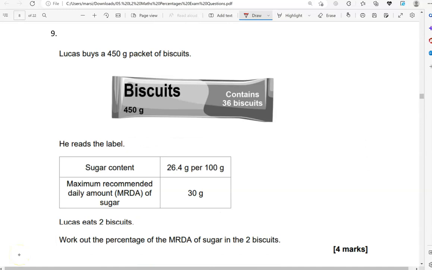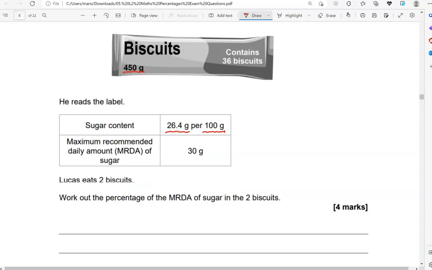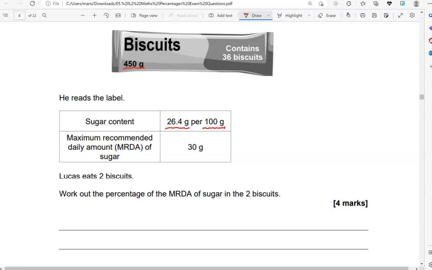Lucas buys a 450-gram packet of biscuits. He reads the label. Sugar content 26.4 grams per 100 gram. Maximum recommended daily amount of sugar 30 grams. Lucas eats 2 biscuits. Work out the percentage of the MRDA of sugar in the 2 biscuits. So there are 26.4 grams in 100 gram of biscuits. The whole pack weighs 450 grams. So how much sugar is there in the whole thing?